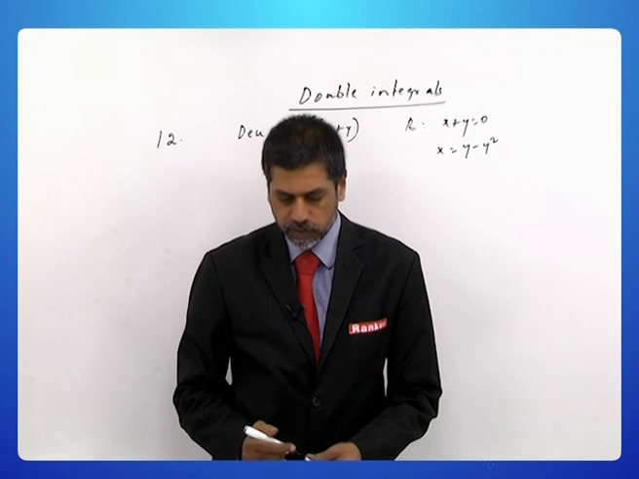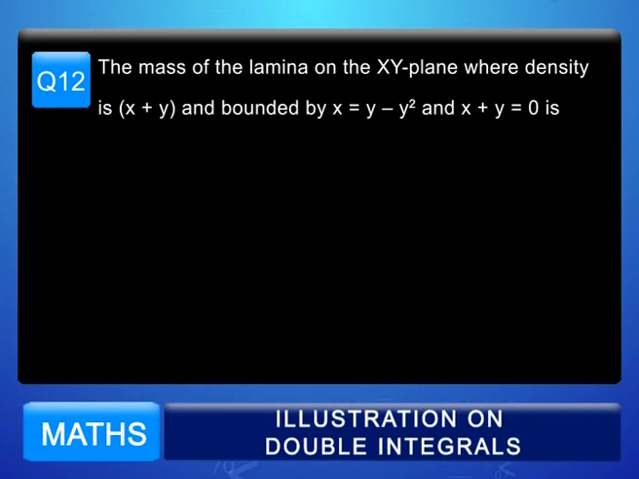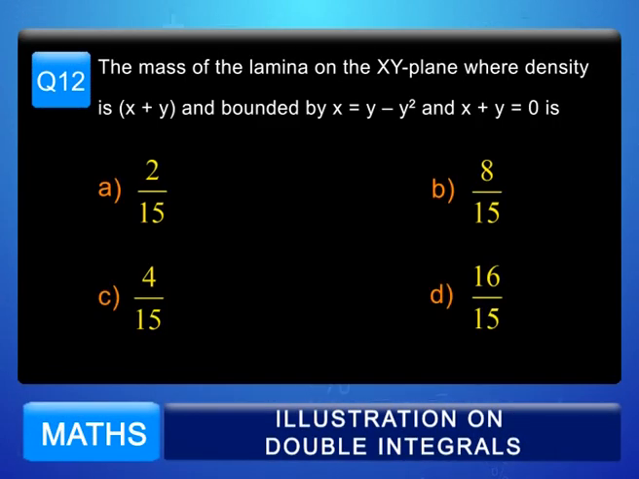Question number 12. In this problem we'll have to find the mass of a lamina on the xy plane. For calculation of mass we require the density. So let's look at the question. The density function is x plus y. The lamina is bounded by a straight line x plus y equal to 0 and a parabola x equal to y minus y squared.